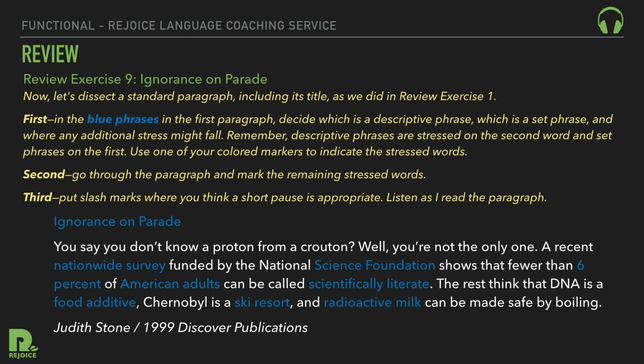Review Exercise 9, Ignorance on Parade. Now let's dissect a standard paragraph, including its title, as we did in Review Exercise 1. First, in the boxes in the first paragraph, decide which is a descriptive phrase, which is a set phrase, and where any additional stress might fall. Use one of your colored markers to indicate the stressed words. Second, go through the paragraph and mark the remaining stressed words. Third, put slash marks where you think a short pause is appropriate. Listen as I read the paragraph.